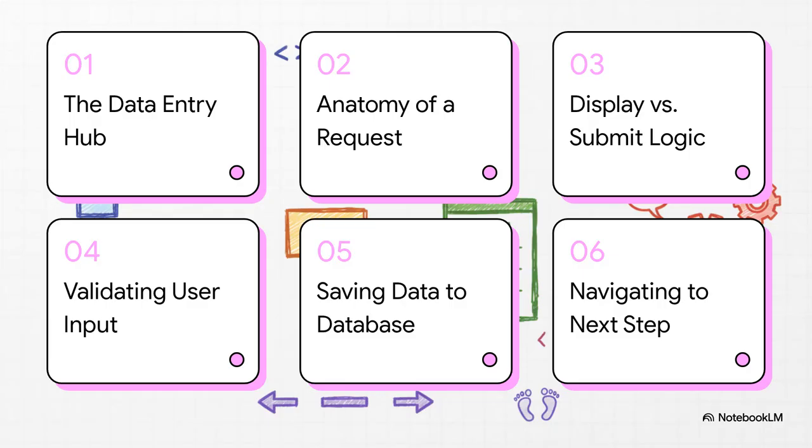Okay, so to really wrap our heads around this, we're going to follow the journey of a single user request from start to finish. We're going to look at its role as the data hub, the anatomy of a request, that big display versus submit decision, how it validates input, saves the data, and then finally, where it sends you next. All right, let's get into it.